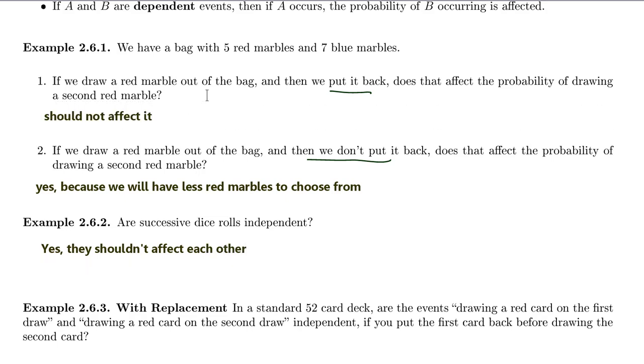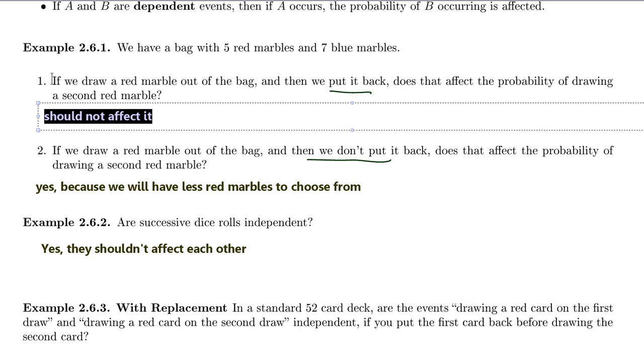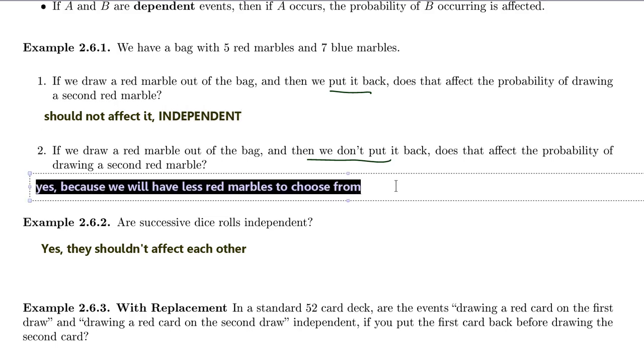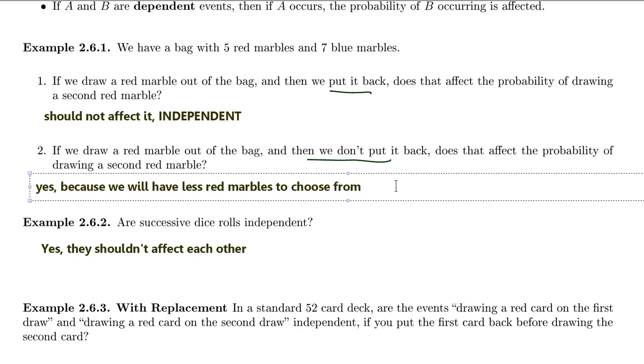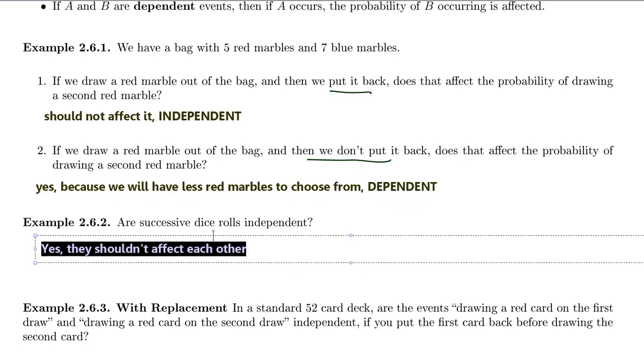Oh, I forgot to do that up here. So let's see, in number 1, when we said it should not affect it, if it doesn't affect it, then we would say independent. But in number 2, because it was affecting it, then this would be dependent. So again, on dice rolls, one dice roll shouldn't affect the next dice roll, so this would be independent.